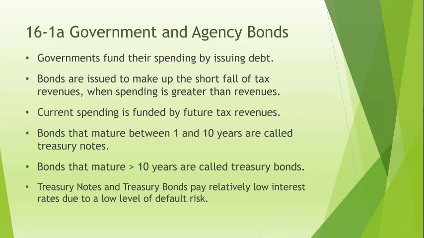So bonds that mature between 1 and 10 years are usually called treasury notes. I still call them bonds as well, actually, but officially they are called treasury notes. Any bond that matures greater than 10 years out is called a treasury bond. So if you want to be very precise, bonds are those pieces of paper that have been issued as IOUs by the Treasury, by the government, that have a greater than 10-year period to maturity.